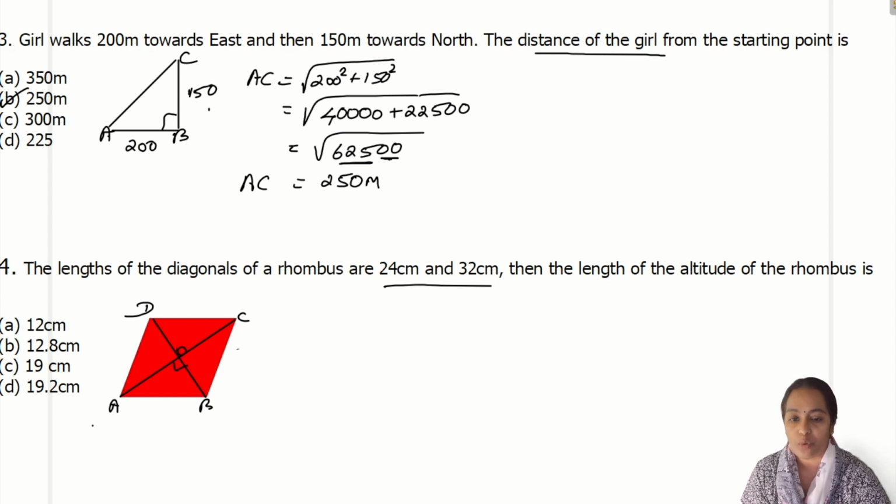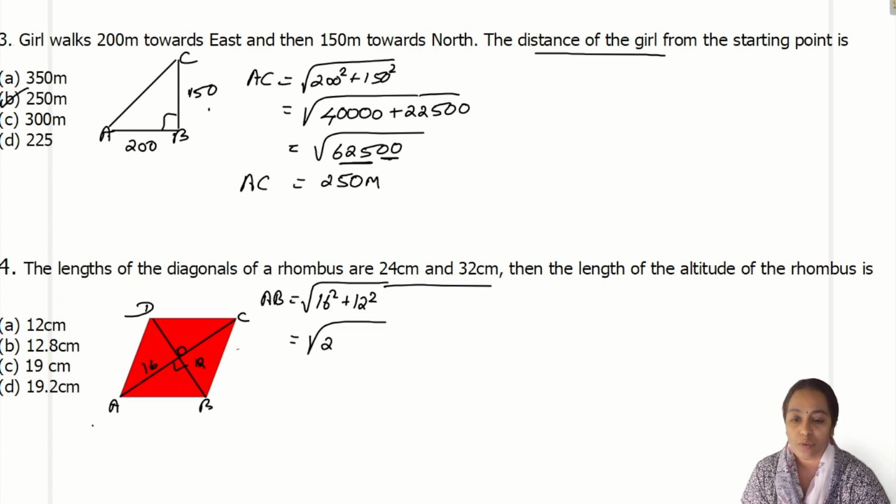So OA is going to be 16 centimeters and OB is going to be 12 centimeters. So this is 16 centimeters and this is 12 centimeters. My first work is to find AB, the side of the rhombus. How will you find the side AB? Here triangle AOB is a right angle triangle, so AB is the hypotenuse, which is going to be the square root of 16 square plus 12 square.